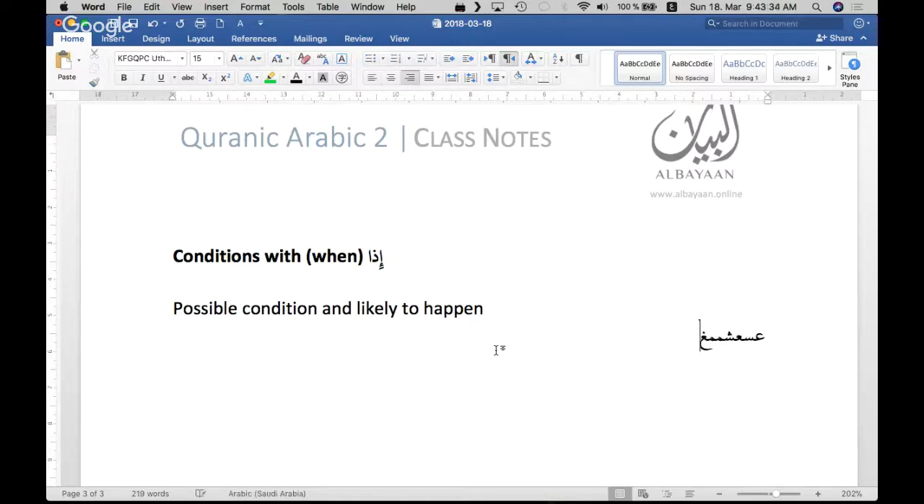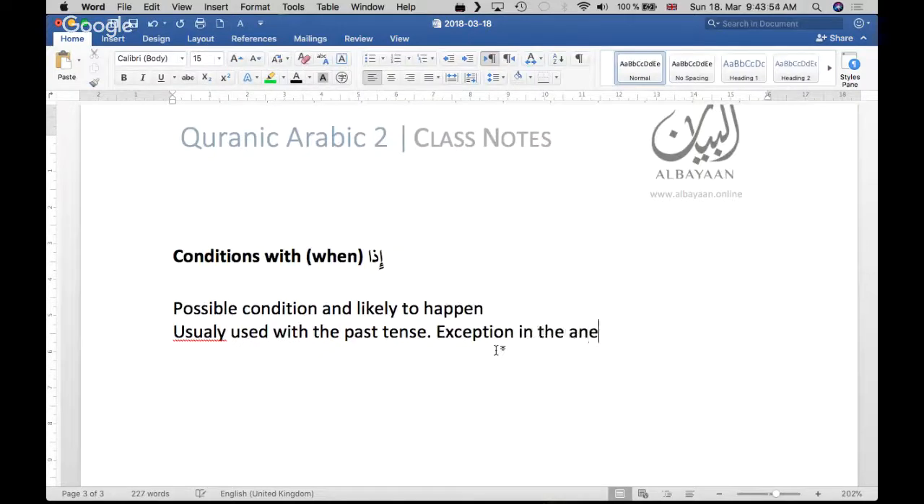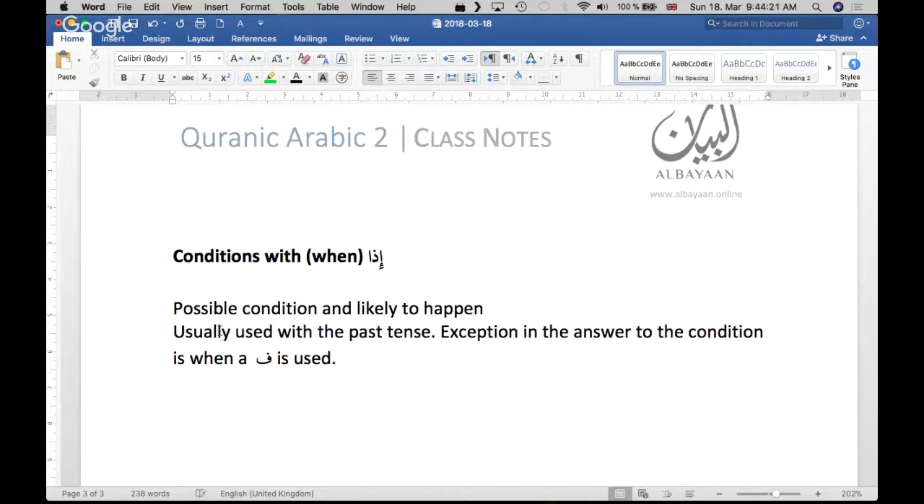Okay, it's usually, wait a second, please. Okay, usually used with the past tense. Okay, exception in the answer to the condition is when a fa is used. Okay. So these conditions are usually likely conditions. These are likely conditions that may happen. Okay, they're likely to happen.